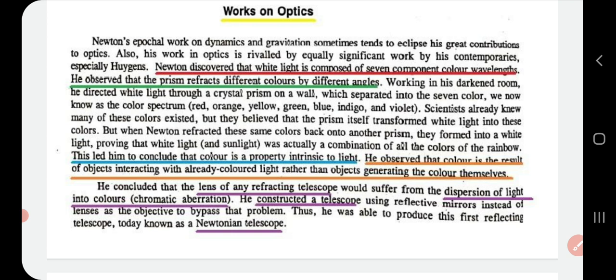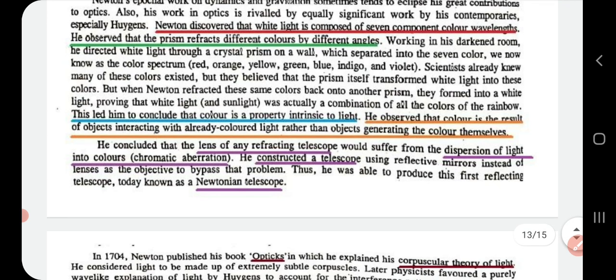He observed that color is a result of objects interacting with already colored light rather than objects generating color themselves. So it is not the prism that is generating color, it is actually the property of light that splits it into different colors. Then another thing that he observed is that the lens of any refracting telescope will suffer from dispersion of light into colors, which is called chromatic aberration.